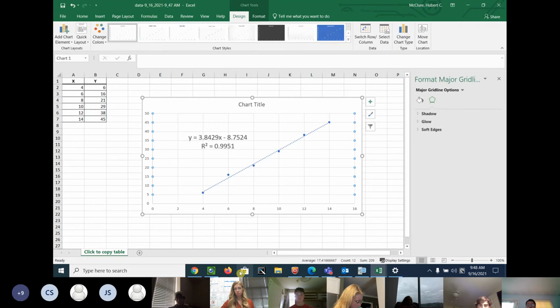So I'm going to write that one down. Y is equal to 3.8429x minus 8.7524. And we have a correlation coefficient. It's going to be very high. It's going to be close to 1 because the square root of 0.9951 is going to be close to 1. So I'm going to put R is approximately around 0.99 to 1. So you got a very strong correlation coefficient.